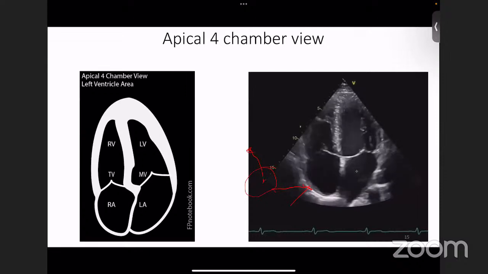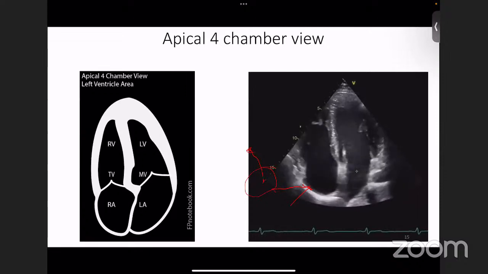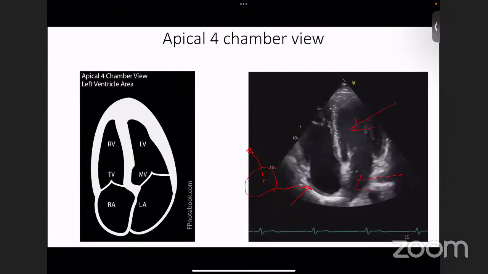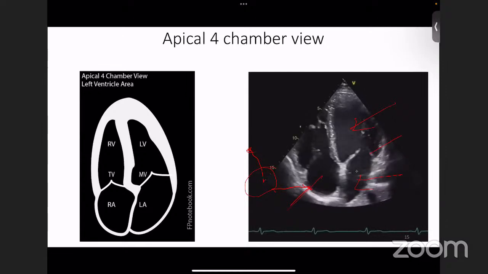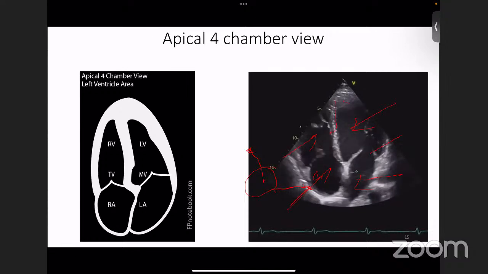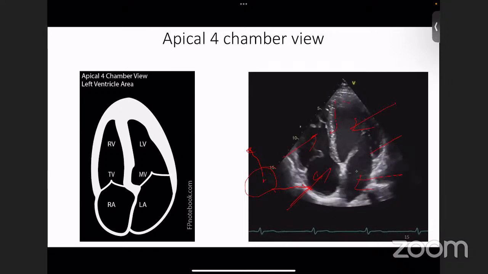So this is what you are going to get with an apical 4-chamber view: the LV, the LA, then the mitral valve, the RA, and the RV, then the interventricular septum and the interatrial septum. So most of the structures are seen in the apical 4-chamber view.